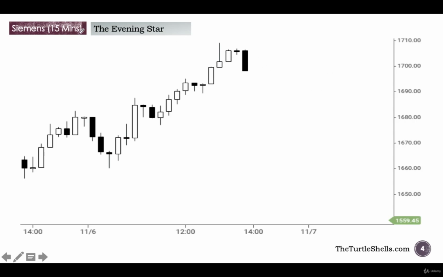So let's quickly have a look at a practical example of how an evening star looks like. Now this is an intraday chart. This is a 15-minute chart of Siemens. So you have a nice uptrend. So the first condition is satisfied. Second, you have an evening star here.